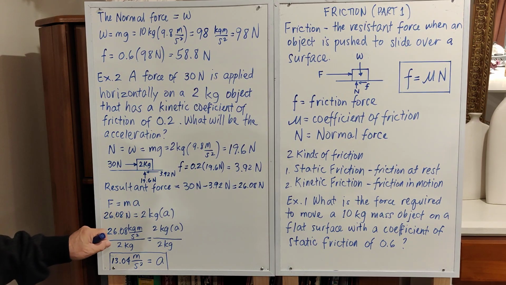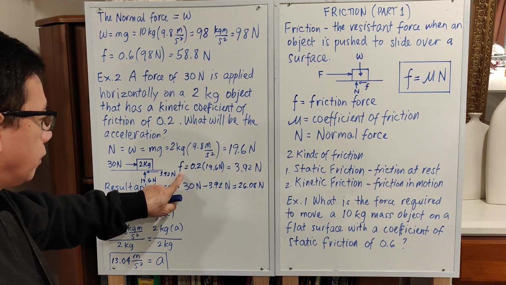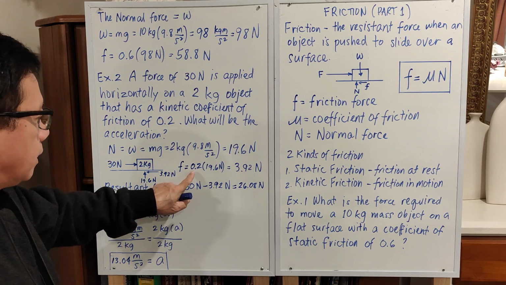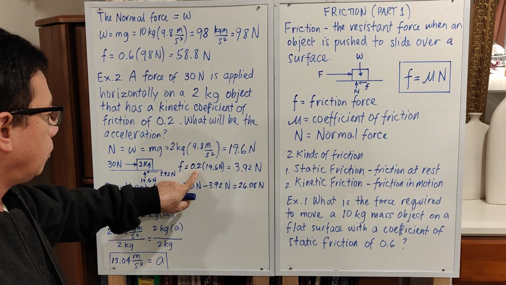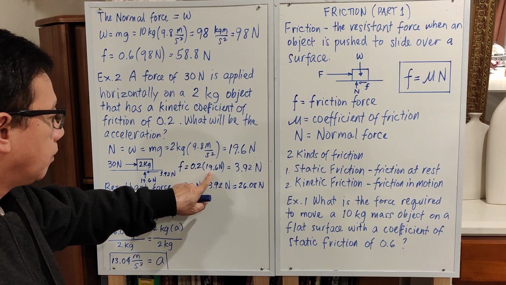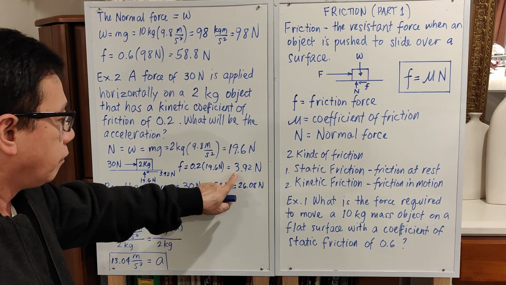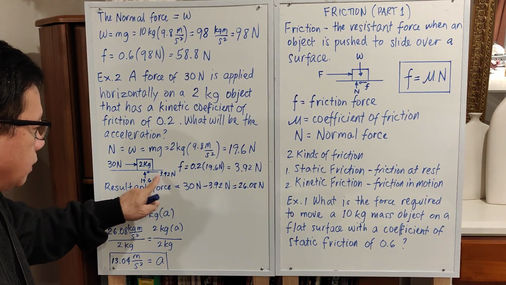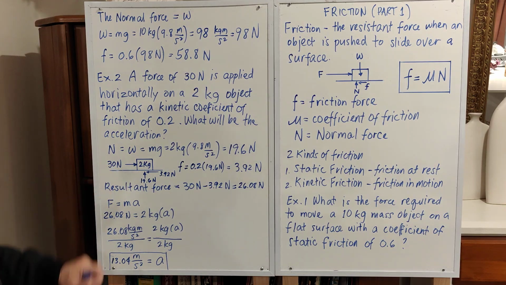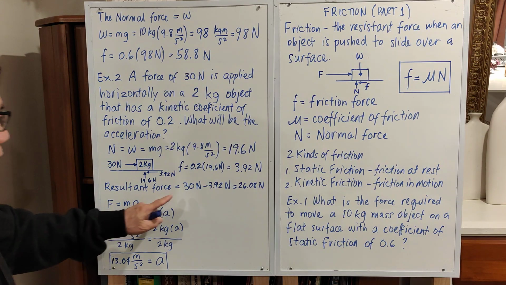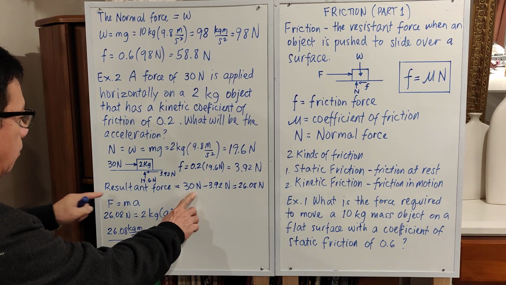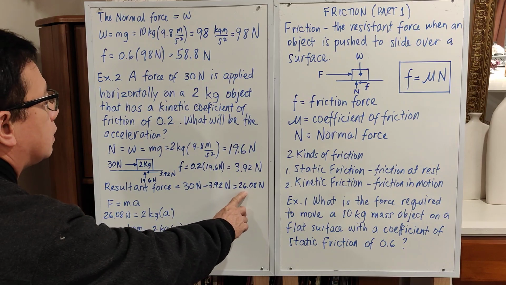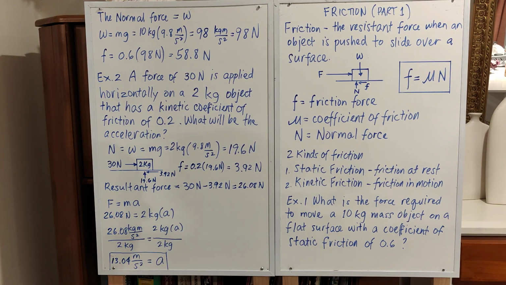Now we can compute for the friction force. So the friction force is equal to the coefficient of friction times the normal force. So the coefficient of friction is 0.2 times the normal force of 19.6 newtons. So the friction force is 3.92 newtons. So this is the friction force acting opposite to the direction of the force. Now the resultant force will be 30 newtons minus the friction force 3.92. You will have 26.08 newtons.